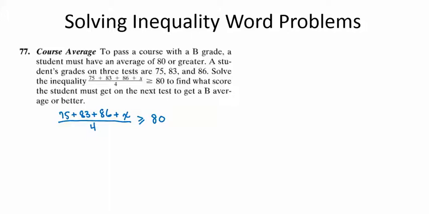So if we were to add together, well, first thing that we're going to do, because we have a fraction here, is to multiply both sides of the inequality by 4.